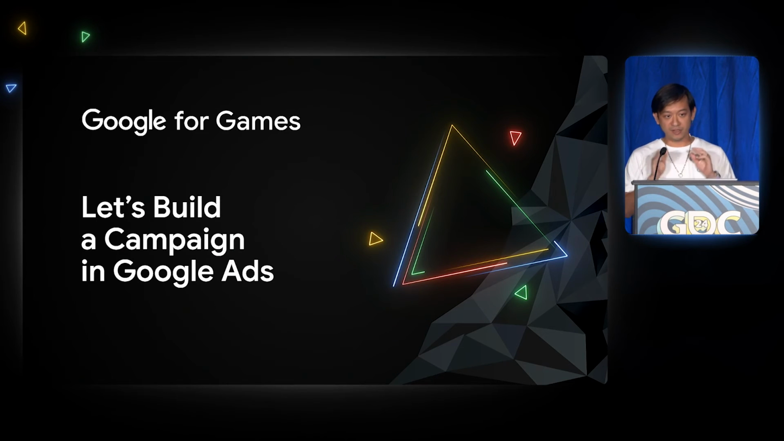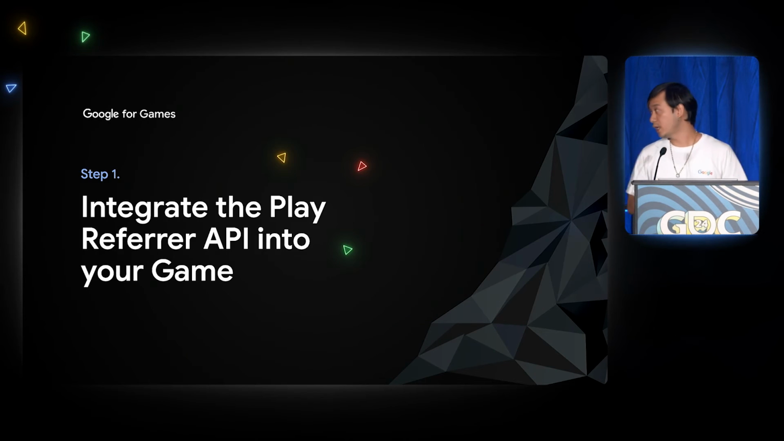So our ad provider, again, may have different solutions. So this example is only for Google Ads. I'll walk you through the first step, how you can make your game client ready to retrieve the information by integrating the Play Install Referrer API.